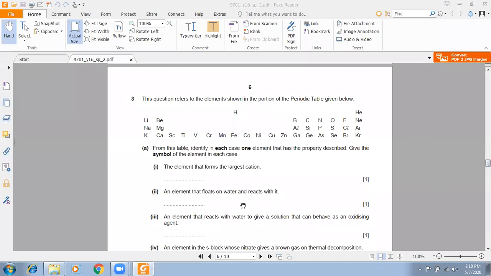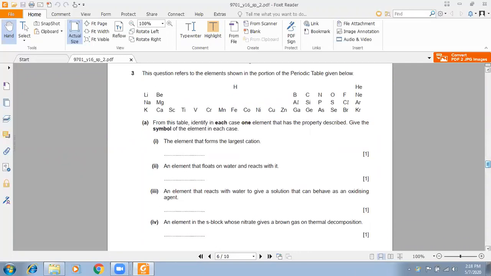So look at this one. From this table, identify in each case one element that has the property described. Give the symbol of the element in each case. You have to give the symbol only. The element that forms the largest cation. So here you see, as you go to the right side, the atomic size decreases, right? And as we go down, atomic size increases because every time we are getting a new shell. So the element that forms the largest cation will be potassium. Let's go to the next one.